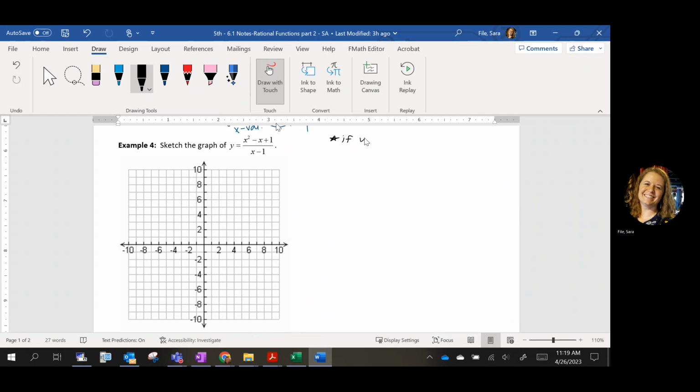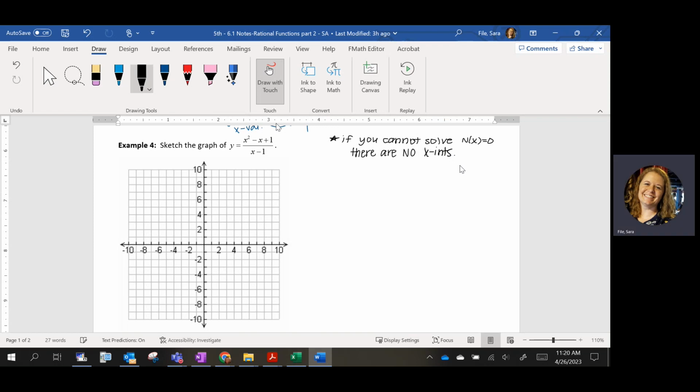If you cannot solve your numerator equal to 0, so if it's unfactorable and you try the quadratic formula, I'm not going to give you one where you have to try the quadratic formula, but if that happens, what that means is there are no x-intercepts.